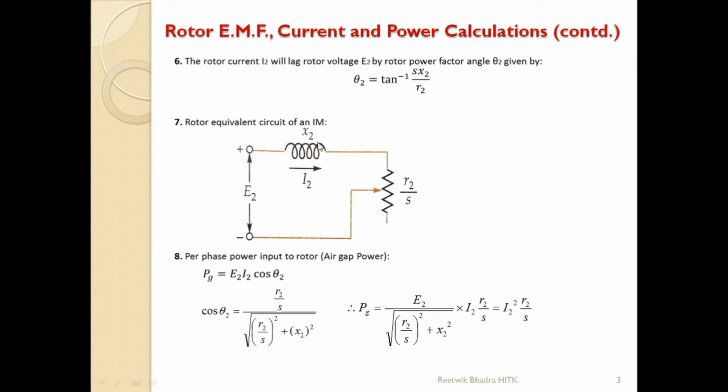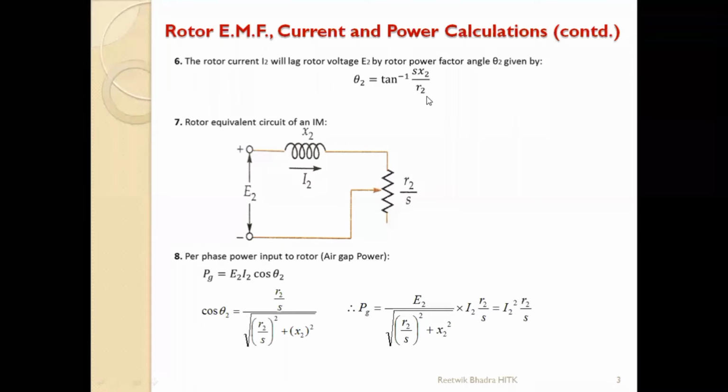If I write cos theta is equal to R by Z, tan theta is equal to X by R. So theta can be written as tan inverse SX2 by R2, or you can write X2 by R2 by S. So S comes in the numerator, SX2 by R2. Right? In case of an RL circuit, you write cos phi is equal to R by Z. You can find tan phi also.